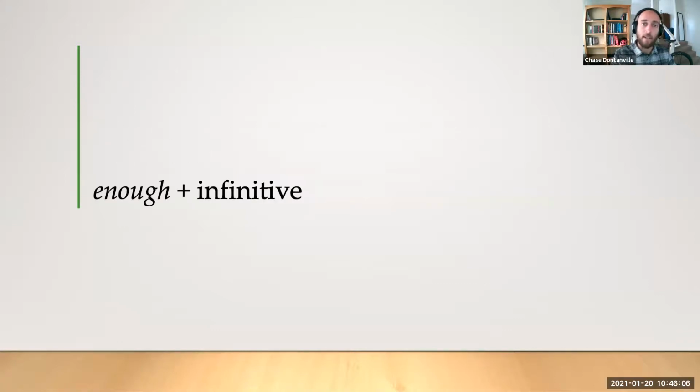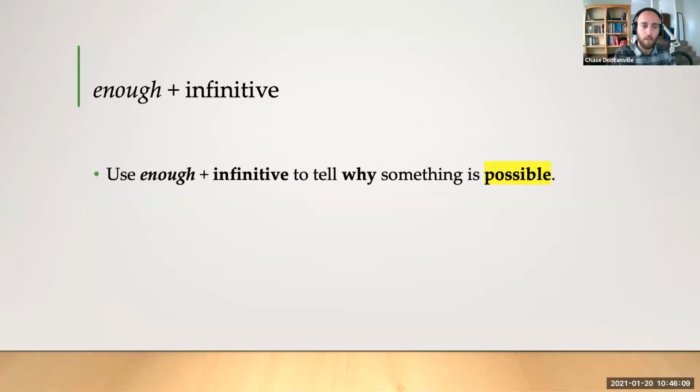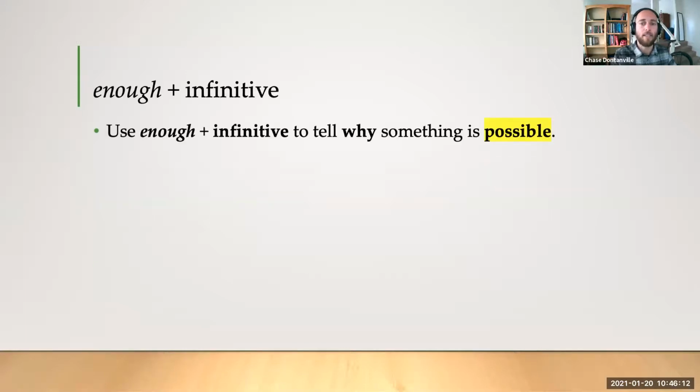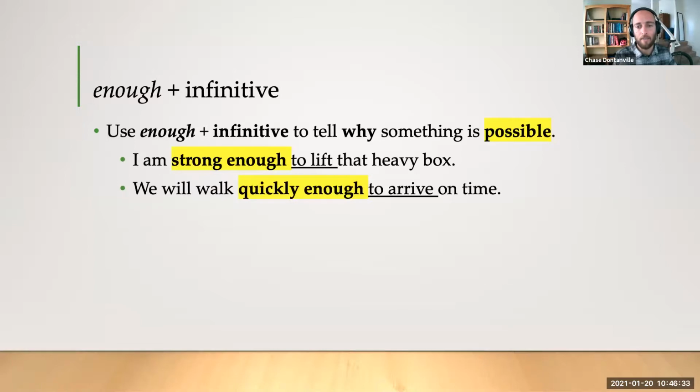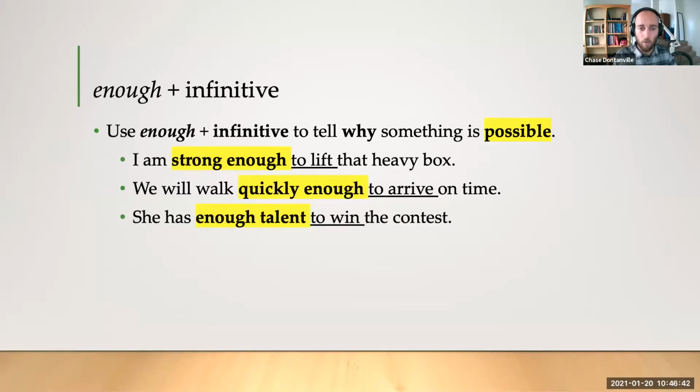Enough plus infinitive. Use enough plus infinitive to tell why something is possible. It's the opposite of too. Too tells us why it's impossible. Enough tells us why it is possible. I am strong enough to lift that heavy box. We're explaining that I have enough strength to lift the box. We will walk quickly enough to arrive on time. She has enough talent to win the contest. Enough is used here to explain why something is possible.